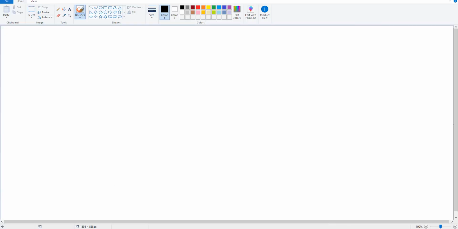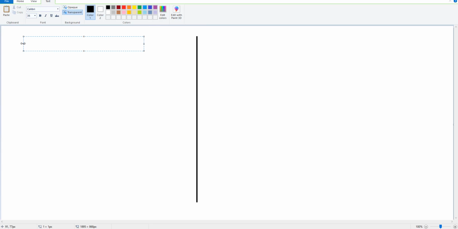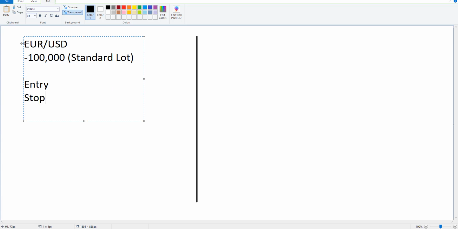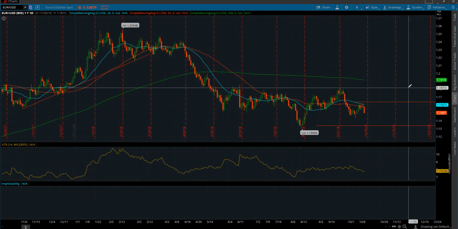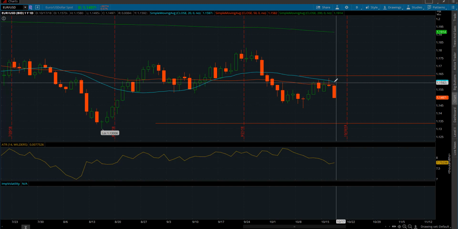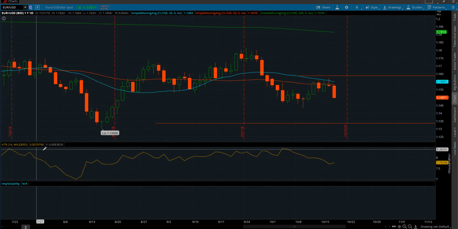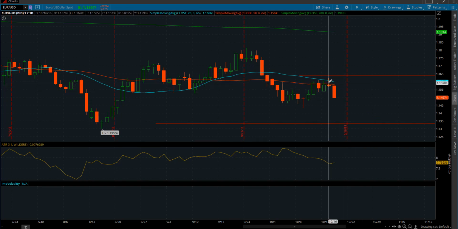If we paint this out, let's compare the actual numbers on both. So EUR, USD, minus 100,000, or what they call a standard lot in Forex trading: entry, stop, target. I'm going to move that up. We'll bring it back in a minute, but I need both screens while I do this. Let's say I want to put my stop loss 10% of the ATR above the high. The ATR looks to be about 77 pips. So the high of that would be 1.1620, so I'm going to put a stop loss in at 1.1627.